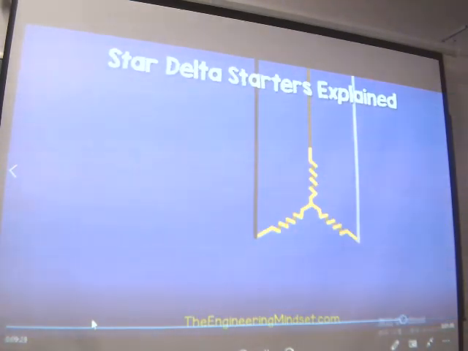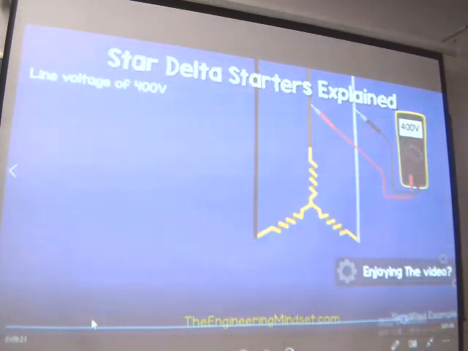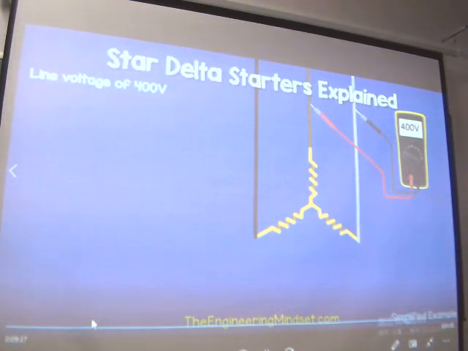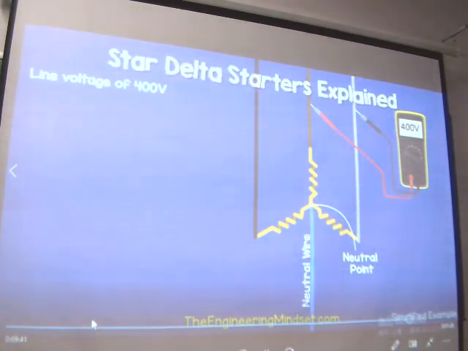Now if we look at the star configuration, we again have a line-to-line voltage of 400 volts. We see that if we measure between any 2 phases. But with the star configuration, all our coils meet the star point or the neutral point. It's from this point that we can run the neutral line if we need to.